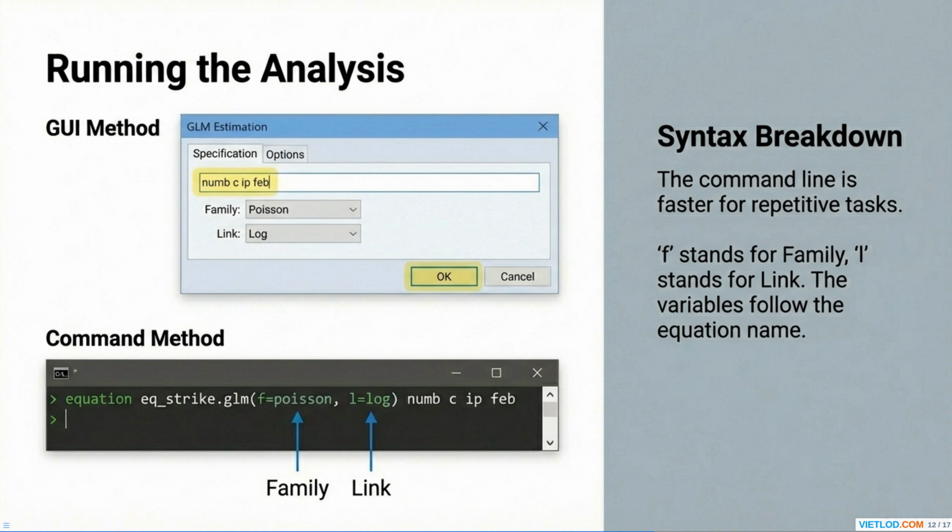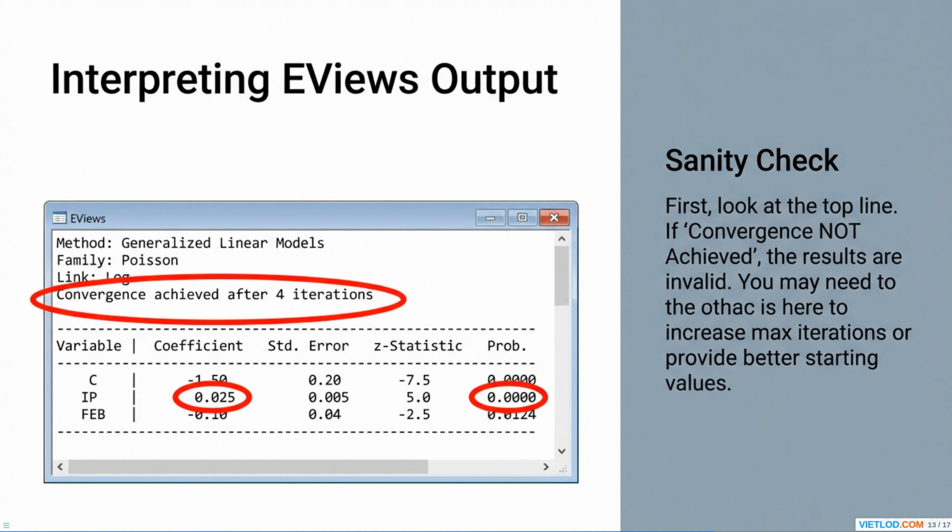However, for more experienced users, or when performing repetitive analyses, the command line offers significant efficiency. The syntax is concise. You start with equation, followed by a name for your equation, such as eq_strike, and then .glm to specify a generalized linear model. Within parentheses, you define the family and link using f equals for family, which is Poisson in our case, and l equals for link, which is log. Finally, you list your dependent and independent variables, num, c, IP, Feb. This single command executes the entire model specification and estimation, mirroring all the selections made in the GUI.